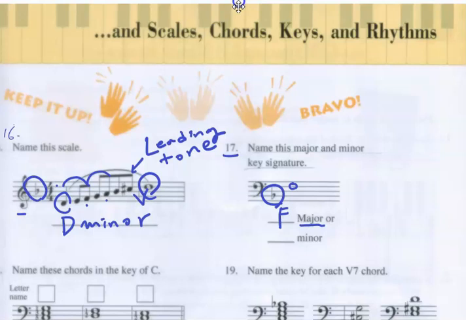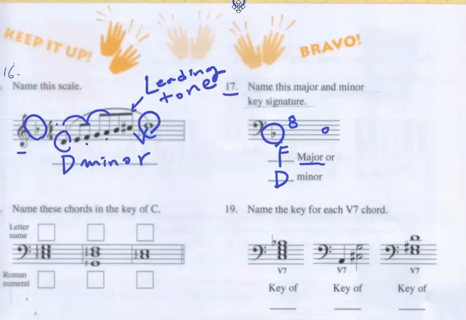You have to go minor third down. We talked about this. So from F, 1, 2, 3. So D minor is the relative minor of F major. Okay, let's continue on.